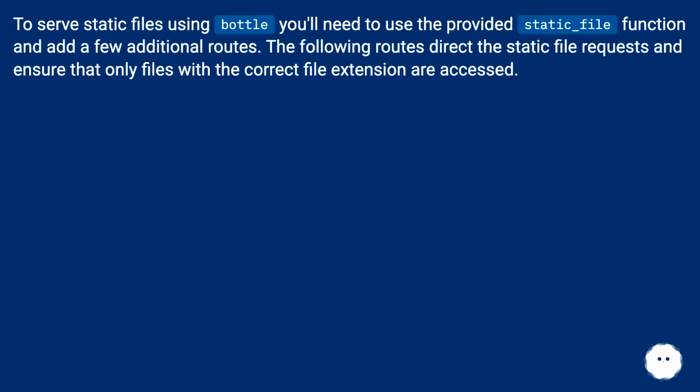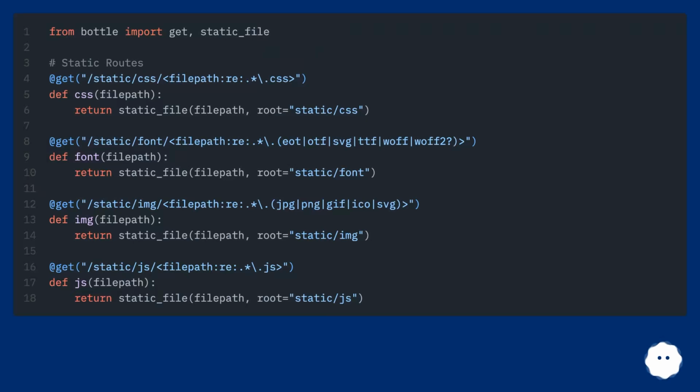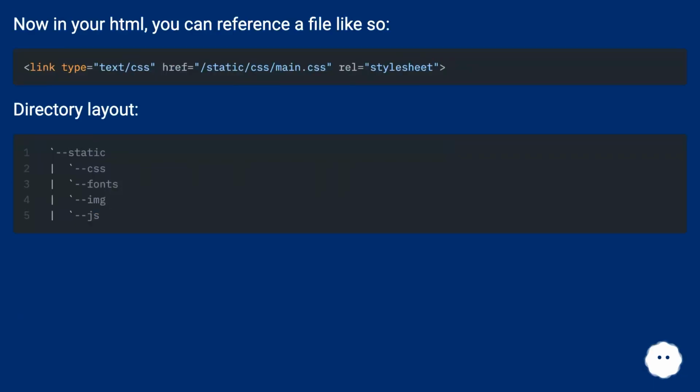To serve static files using Bottle, you'll need to use the provided static_file function and add a few additional routes. The following routes direct the static file request and ensure that only files with the correct file extension are accessed. Now in your HTML, you can reference a file like so. Directory layout.